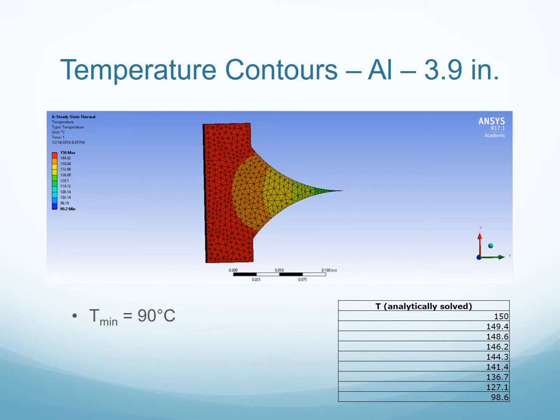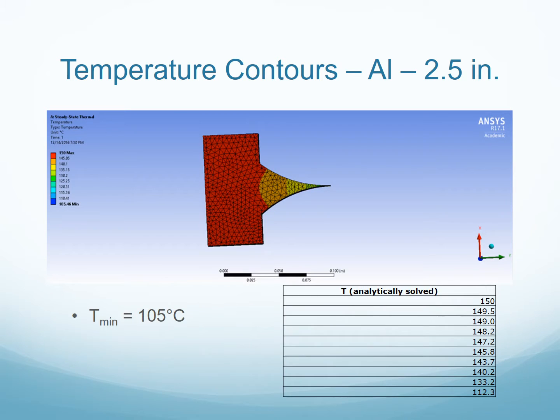The 3.9-inch aluminium fin had a minimum temperature of 90 degrees. On paper it was calculated to have a minimum temperature of 98 degrees, which is more accurate than the previous calculation. The 2.5-inch aluminium fin had a minimum temperature of 105 degrees. On paper it was calculated to have a minimum temperature of 112 degrees.